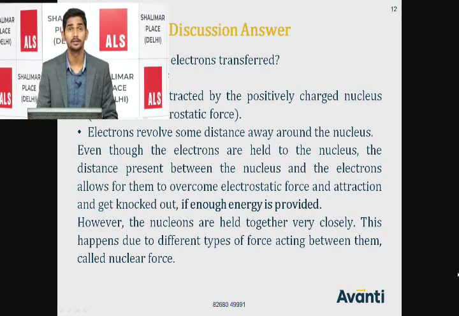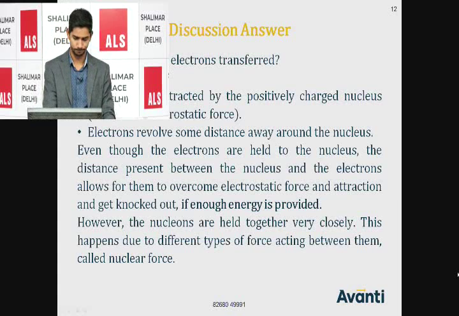And for the nucleus, there are nuclear forces, which are very strong forces that bind the protons and neutrons together, due to which they stay in the nucleus.